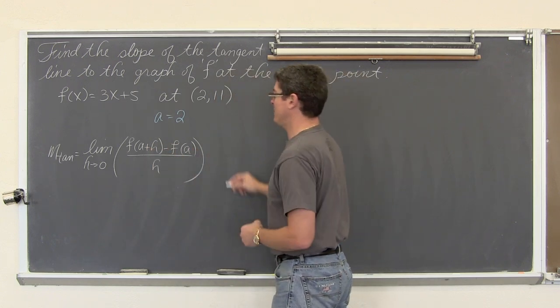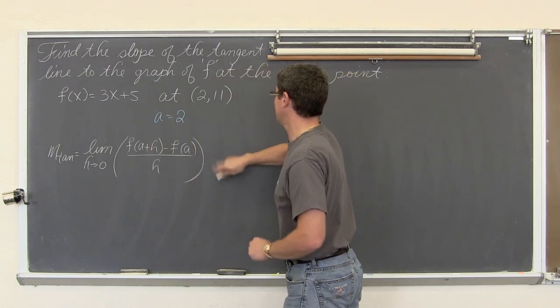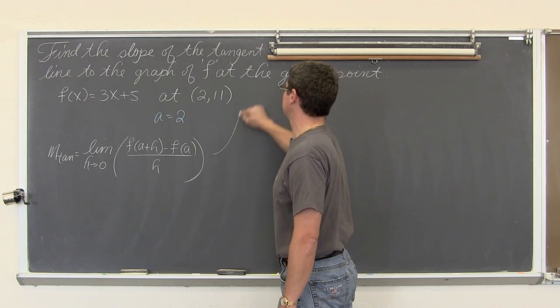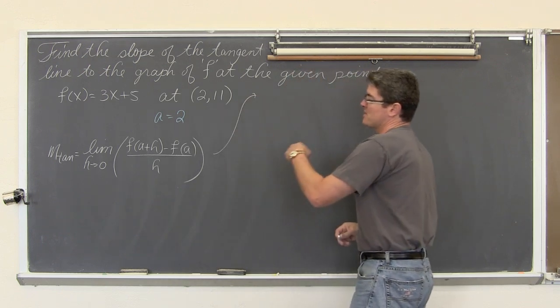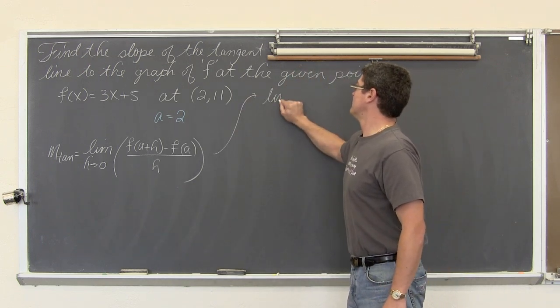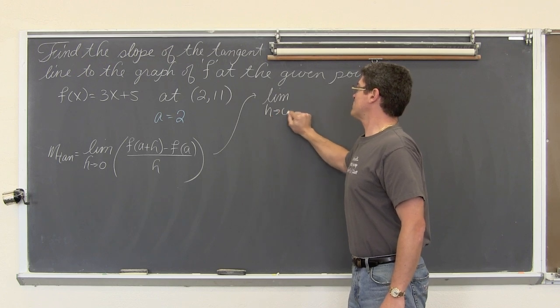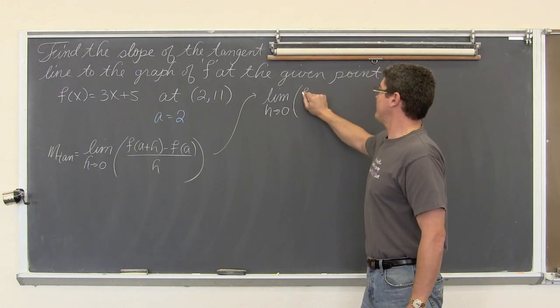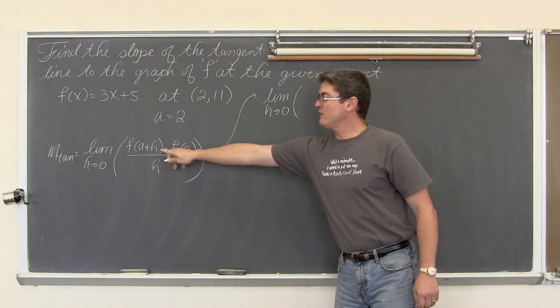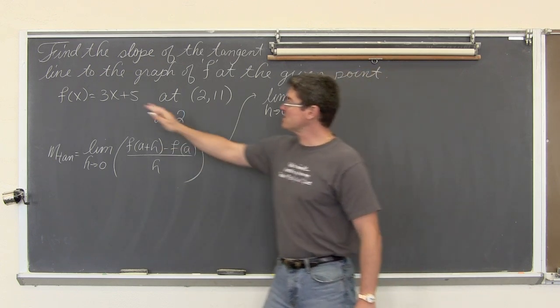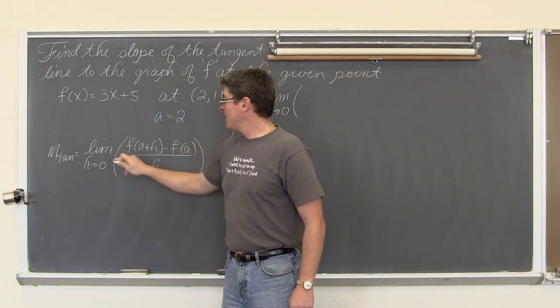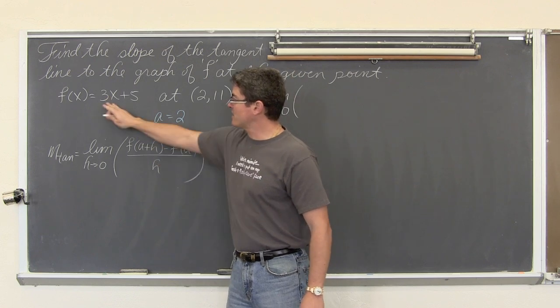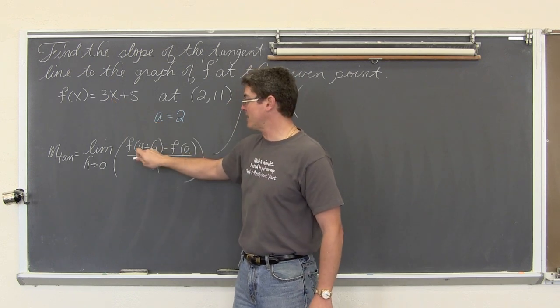So this says the limit, we're going to find, might need some room, let's start up here. So the slope of the tangent is the limit as h approaches 0 of f of a plus h. This is function f. F of a plus h means I go through this function, I take out the x, I plug in a plus h.